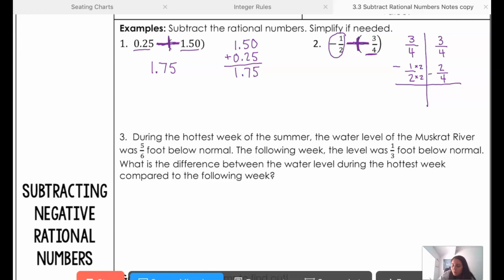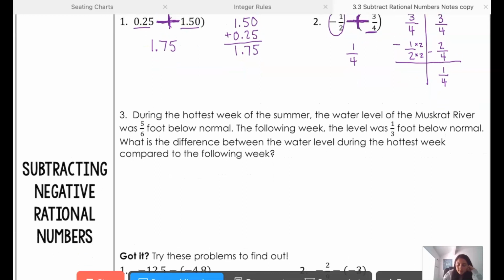So now we have 3/4 minus 2/4, so we're going to subtract the numerators. 3 minus 2 is 1, and keep the denominator. So we have 1/4, and it's already simplified. Now we need to know the sign. Well, 3/4 is larger than 1/2, and 3/4 is positive, so our answer is positive. So positive 1/4.